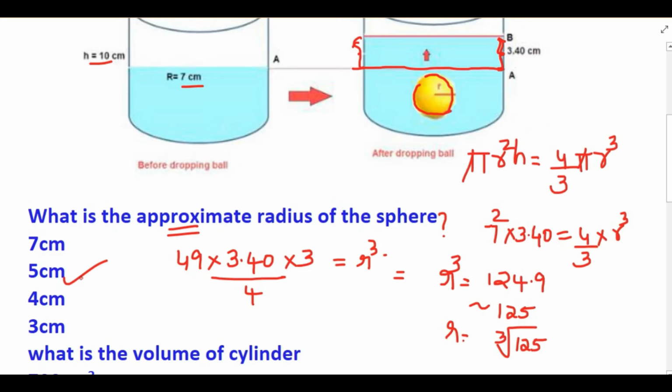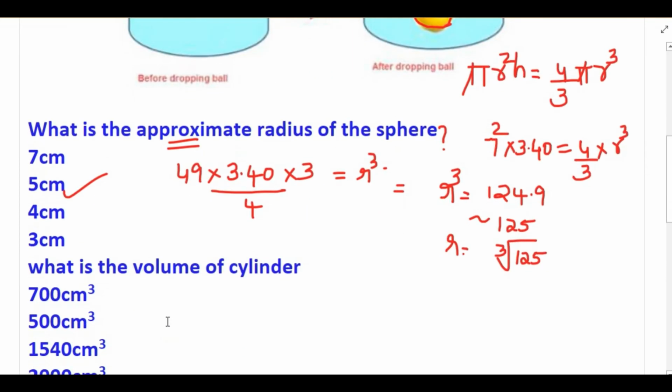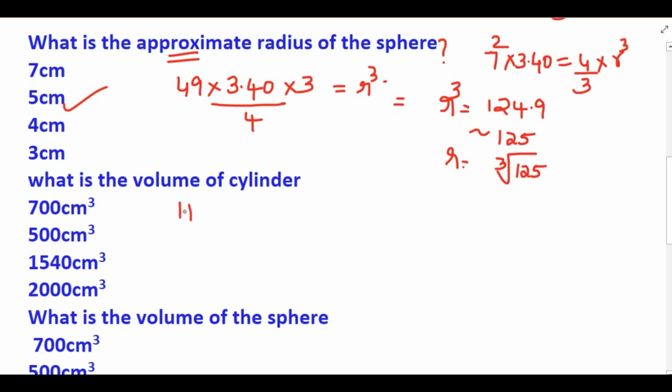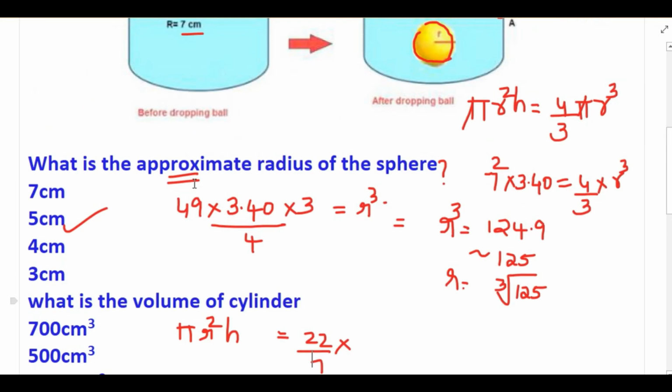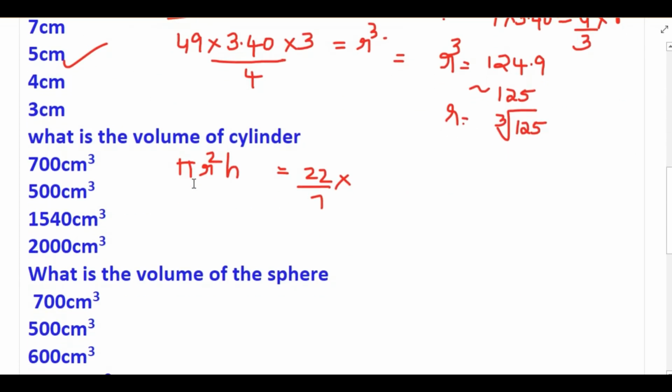Next we need to find what is the volume of the cylinder. Again, volume of the cylinder formula is pi r square h, and pi is 22 by 7. Radius in the figure they have shown is 7 centimeter and height is 10 centimeter. So we can write radius is 7 centimeter and height is 10 centimeter. 7 and 7 will get cancelled. So when you simplify this, 22 into 7 is 154, 154 into 10 is 1540 centimeter cube. So that is the volume of the cylinder.